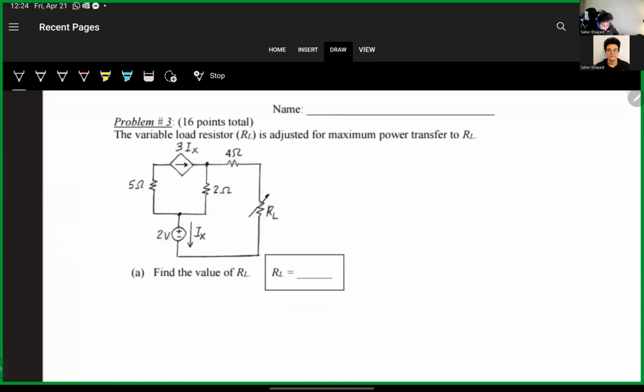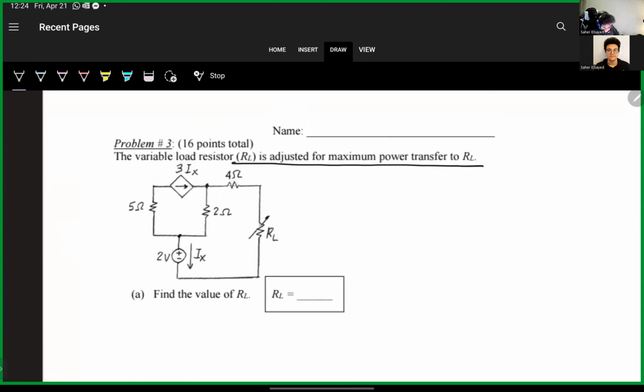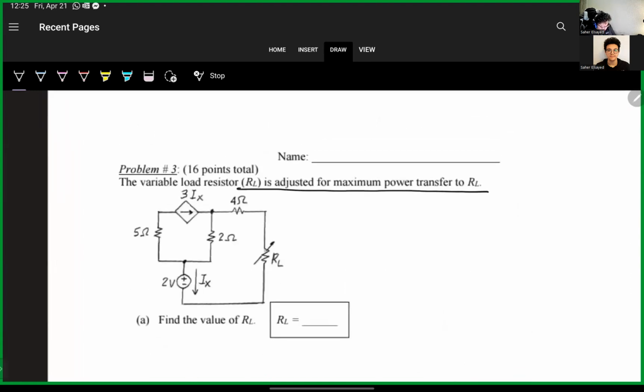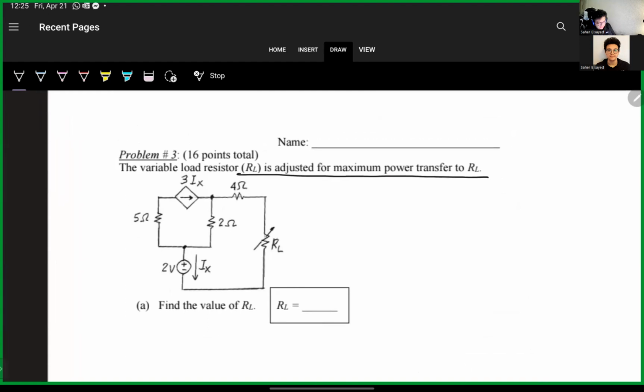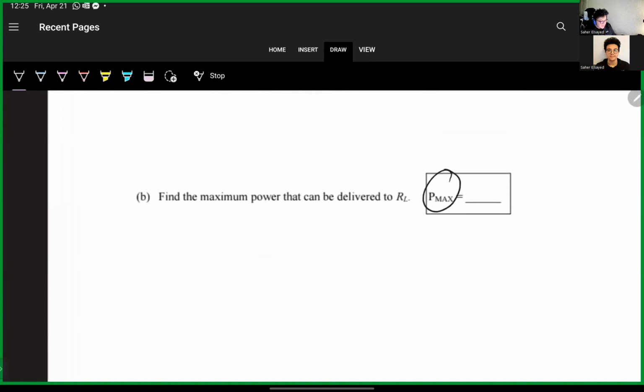Okay. Next question. The variable load RL is adjusted for the maximum power transfer to RL. Find RL. Okay. What is this question? The variable load RL is adjusted for maximum power transfer. Oh, so this is the maximum power transfer formula. This one I'm gonna skip because all you need to do is basically plug in the formula that we have and you will easily get to that. I don't remember the formula right now, but we had the derivation and the proof for the formula. And this one is asking you to basically get the Pmax, which is the formula that we had.